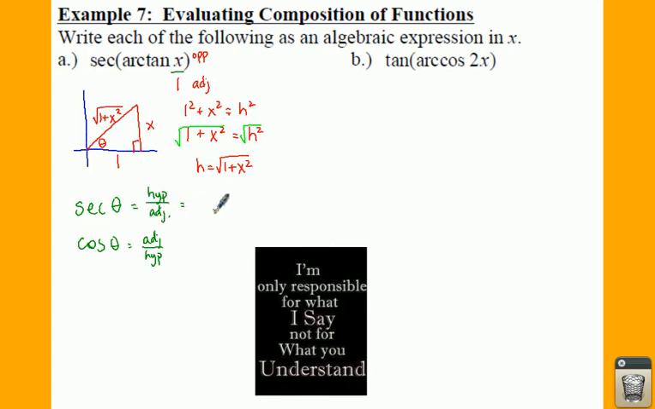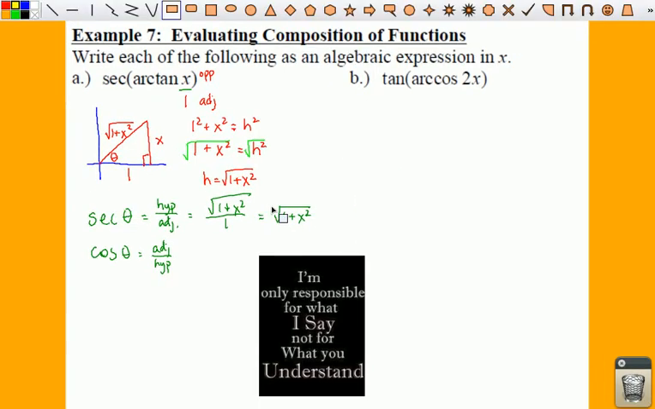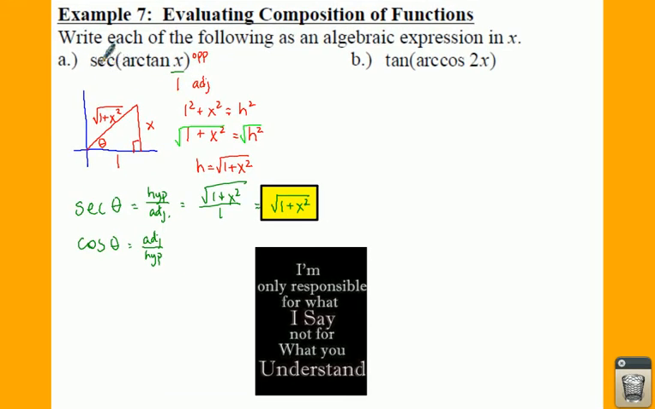So your hypotenuse is radical 1 plus x squared. Your adjacent side is just 1. So we would just say radical 1 plus x squared. That is going to be our solution. So we still drew a triangle. We used what was on the inside to help us draw a triangle. And then after that we had to use the function on the outside to find our answer.